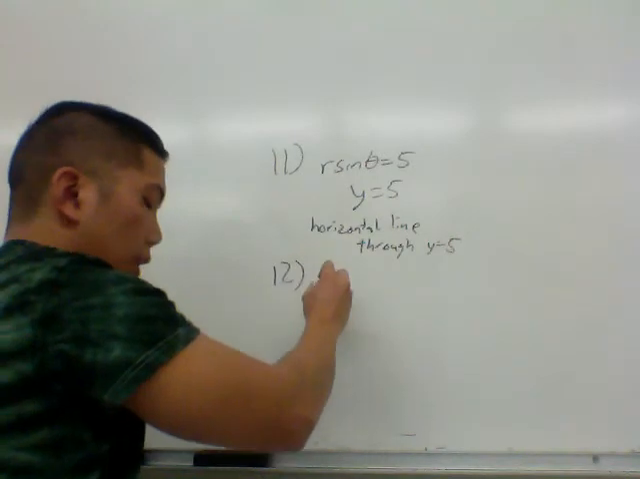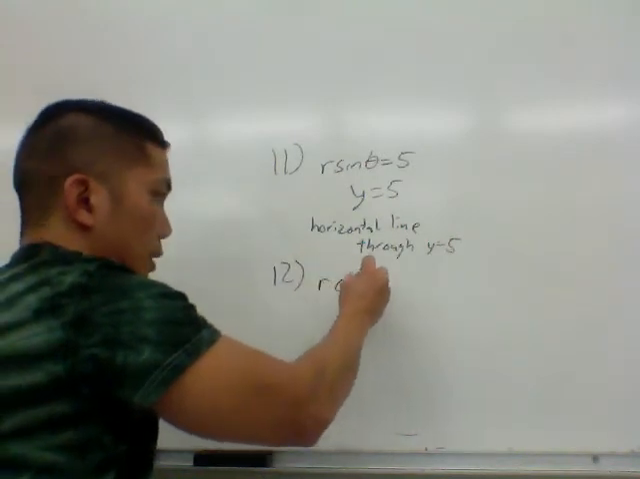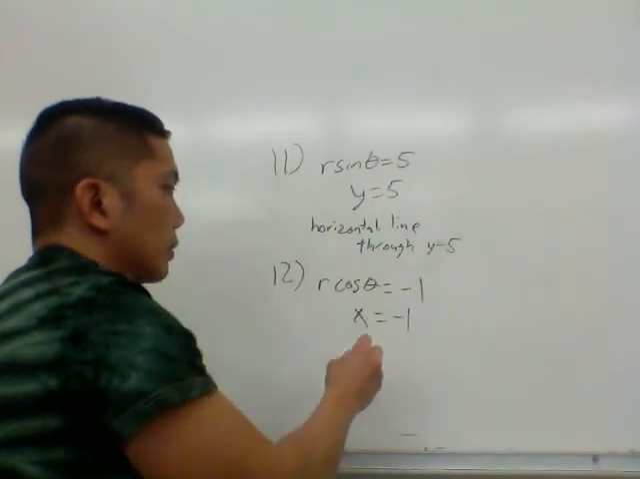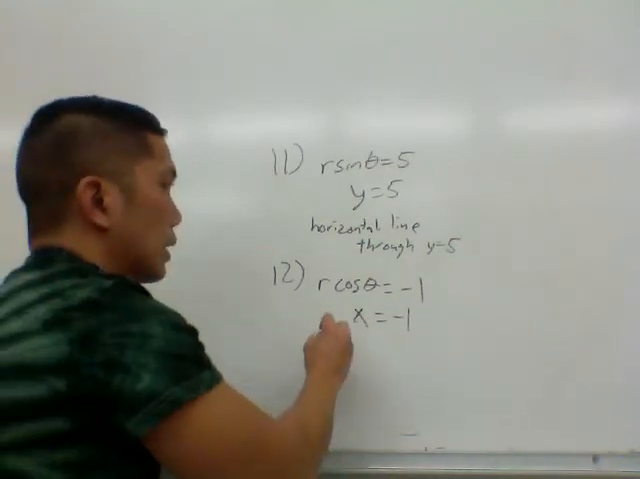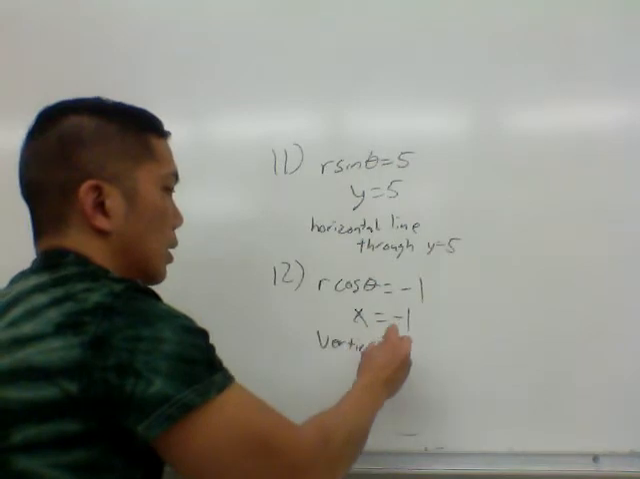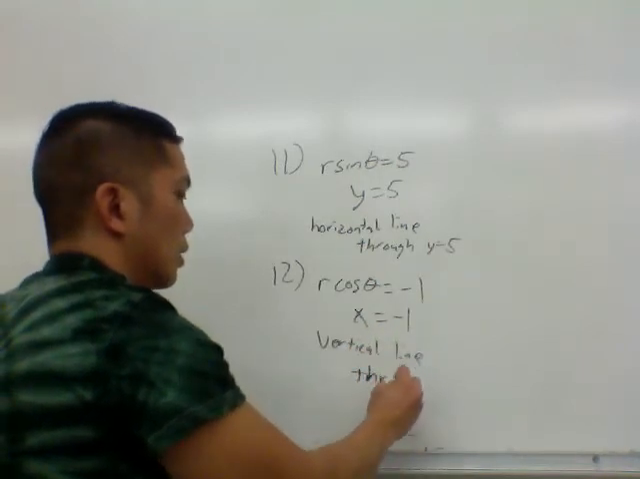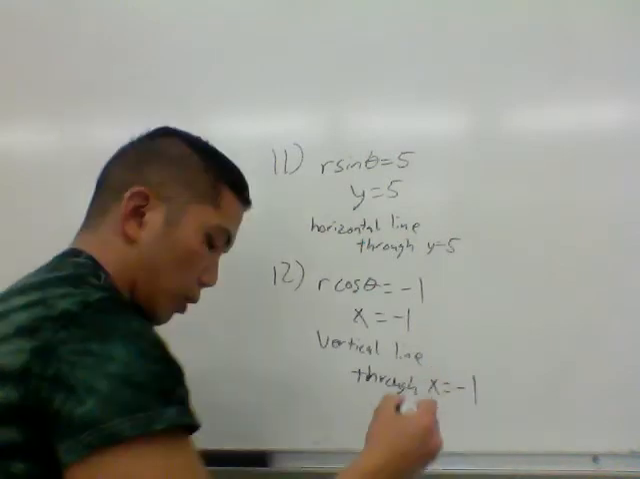Number 12, it's r cosine theta is equal to negative 1. So this is x is equal to negative 1. So this is a vertical line through x is equal to negative 1.